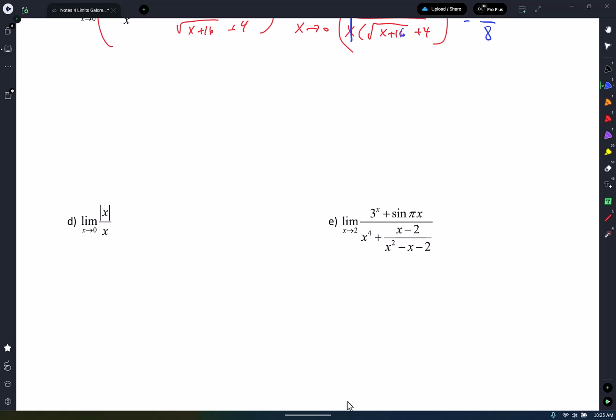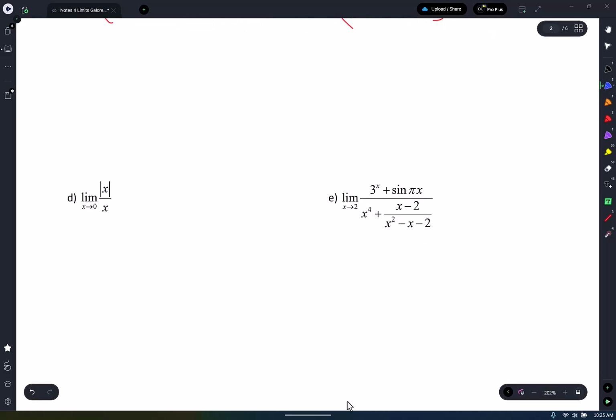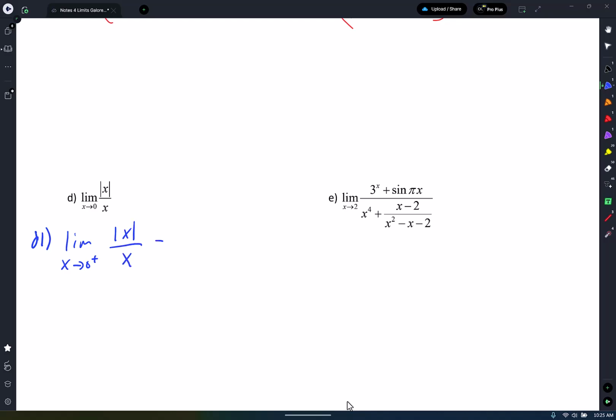What do you think this limit is right here? You know what? I'm going to do 2 of them. Let's break this up into D1 and D2. D1, limit as x approaches 0 from the right, absolute value of x over x. This is a famous one. It comes out all the time. What do you think this one is? What do you think this one is, Rodriguez? Take a guess.